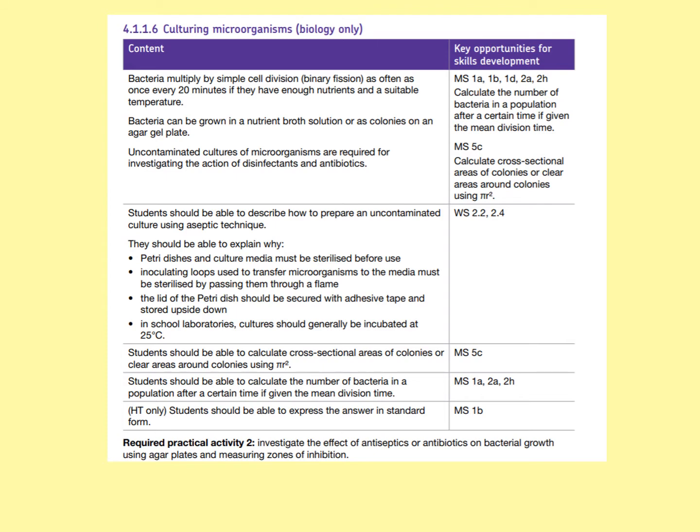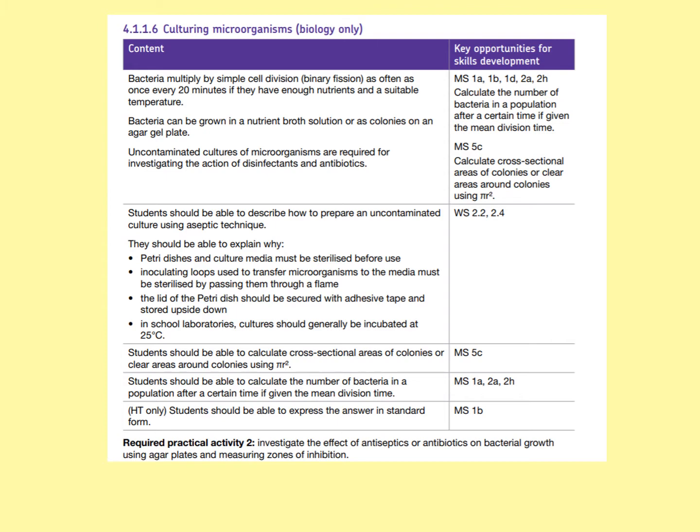This lesson is culturing microorganisms. Now, this is just for triple award students or any student just doing biology. So if you're doing combined science, you don't need this part and you can go to the next lesson. If you are doing triple, then you need this lesson. And it's all about bacteria, growing them aseptically.